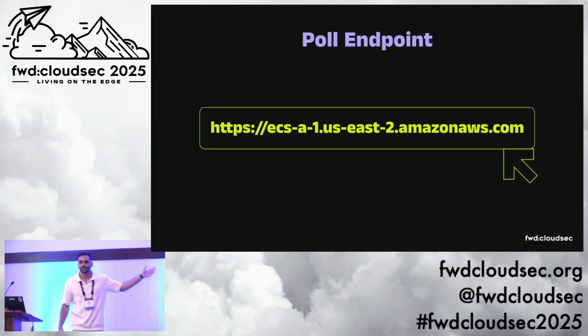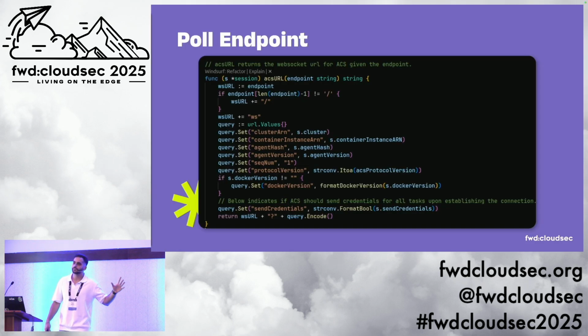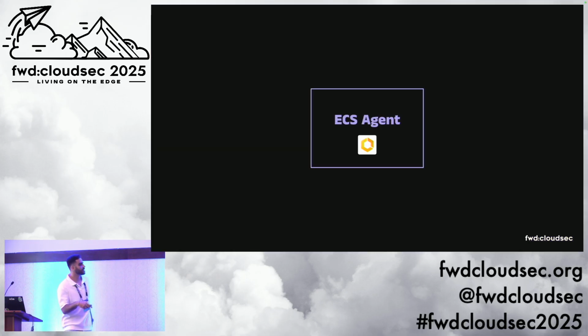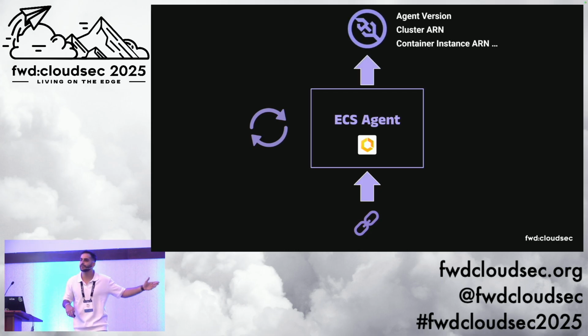Here's an example of what the returned URL looks like. I'll refer to it as the poll URL. It contains the region and amazonaws.com and some weird number that I'm going to cover later. This is a snippet from the ECS agent code itself, and this is where the magic happens. It takes the returned URL and constructs a WebSocket request. It takes the URL and constructs the WebSocket with a bunch of identifiers about the agent, like the agent version, cluster ARN, and the container instance ARN. But most importantly, the sendCredentials true flag.